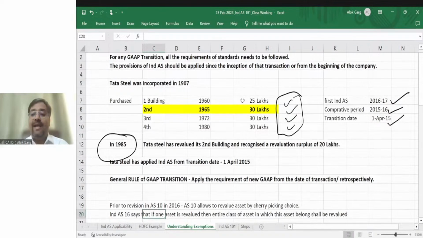Now, what is the general rule of GAAP transition? Guys, what is the general rule? Sumit, what is the general rule? Viraj, what is the general rule? The general rule is to apply the requirement of the new GAAP, the requirement of Ind AS, since the beginning, meaning since the date when this item was acquired, right? Now, do you find it possible? Answer is no. So in that case, Ind AS 101 gives you some breather.